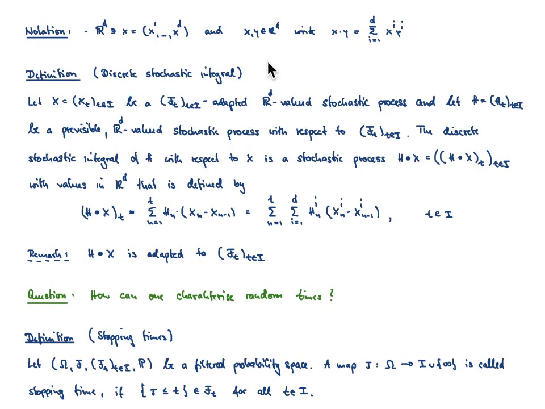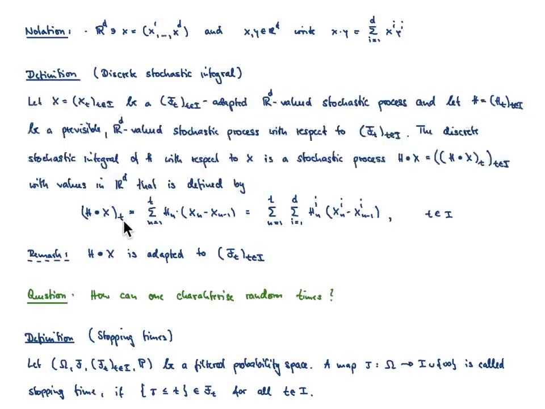Here's the following notion, namely the notion of a discrete stochastic integral. Suppose x is an adapted stochastic process, and here adapted means with respect to a given filtration F_t with t in I. And I would like to assume that x_t takes values in R^d. Moreover, I give myself a previsible R^d-valued process, which I would like to denote by h. And here also it's previsible with respect to the filtration F_t. Then the discrete stochastic integral of h with respect to x is simply the following stochastic process, which I would like to denote by h, this big dot x. And this is defined in the following way.